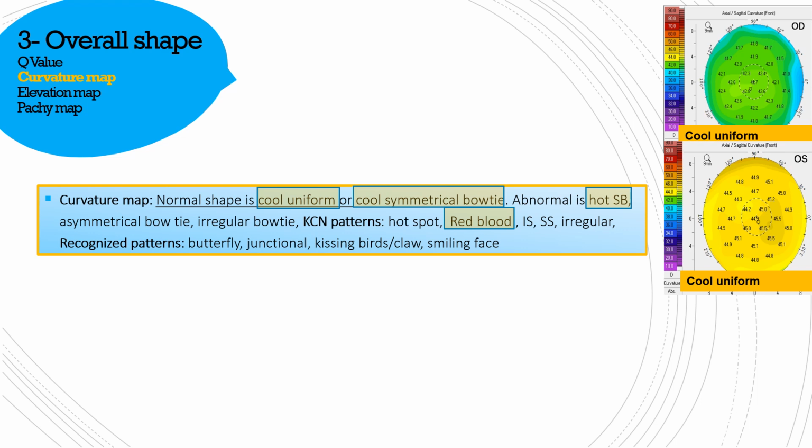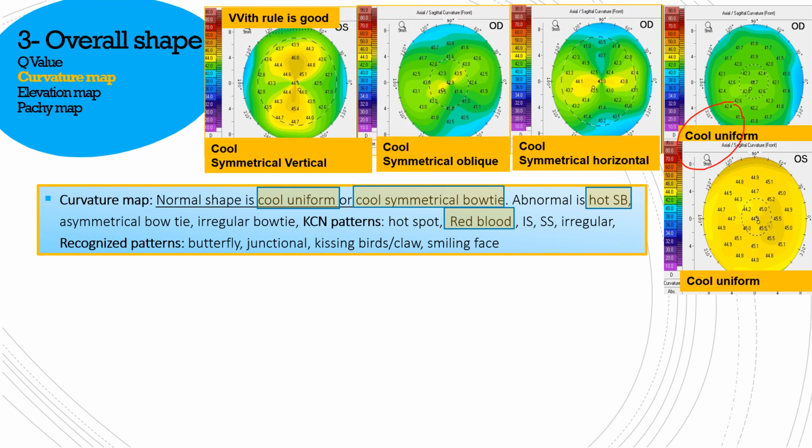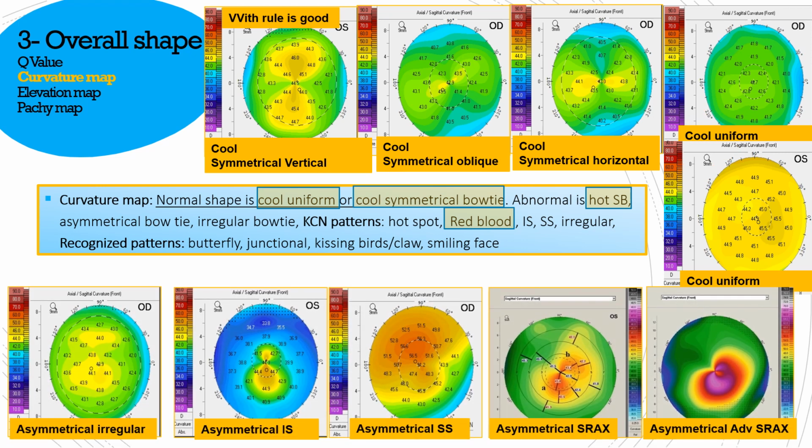Then is the overall shape on the curvature map. Look at that, the cool uniform shape and the cool symmetrical bow tie. A vertical cool symmetrical bow tie, oblique symmetrical bow tie, and horizontal bow tie, and cool uniform shapes. All these shapes are normal, while the abnormal shapes are asymmetrical irregular, asymmetrical inferior steep, asymmetrical superior steep, SRAX, and asymmetrical SAX. All these are abnormal shapes.